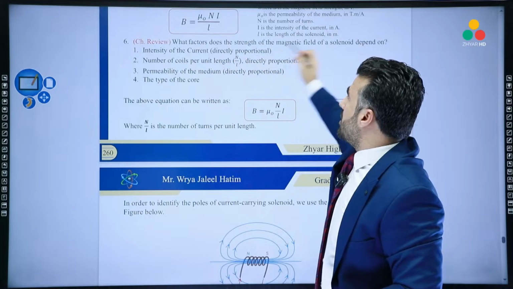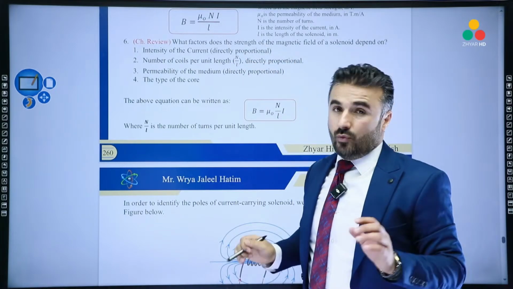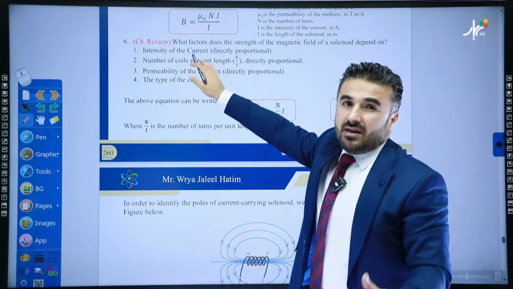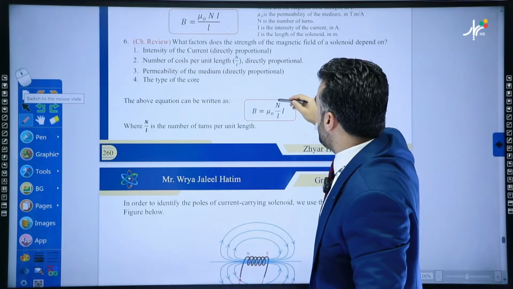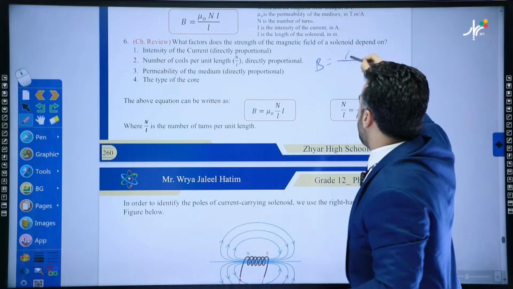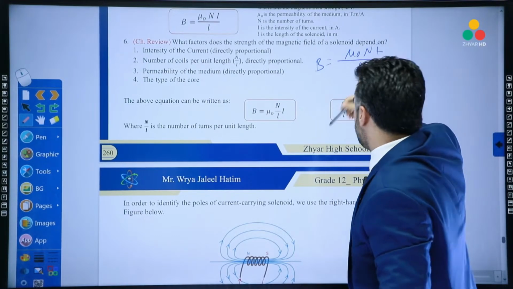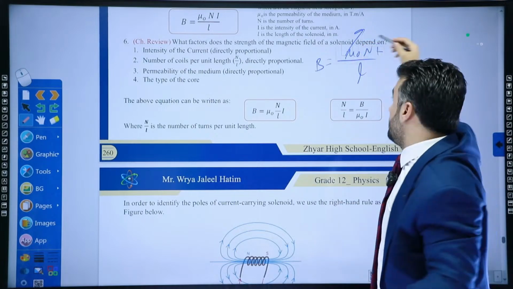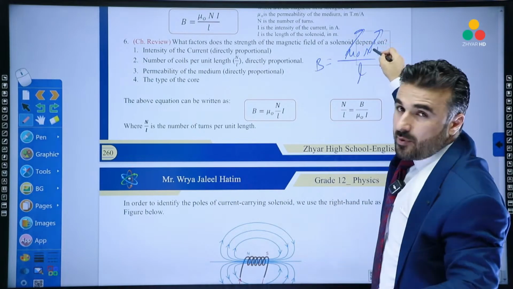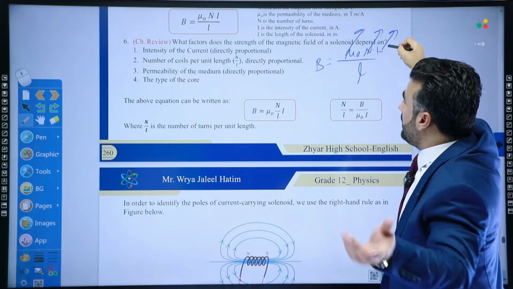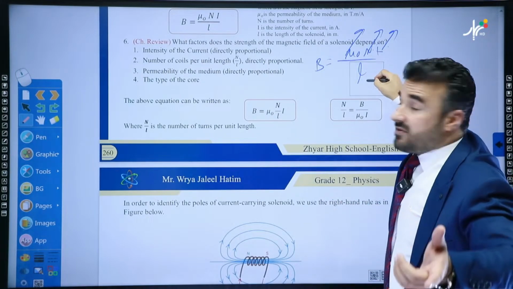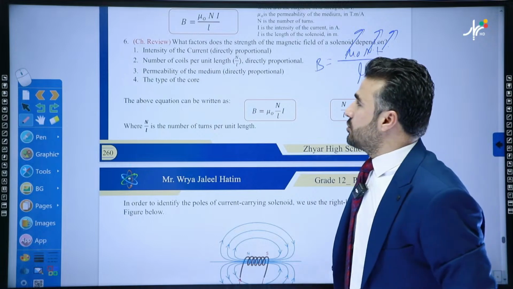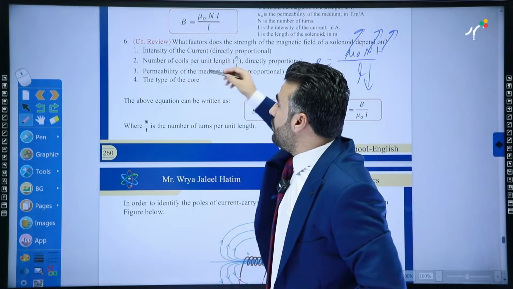Now, what factors does the strength of the magnetic field of a solenoid depend on? Whenever it says what factors, always remember the equation, yeah? So just write the equation and you can tell us the factors. The equation is B equals mu naught N I over the length, yeah? So it depends on the magnetic permeability, which is directly proportional. It depends on the number of turns, that is directly proportional. It depends on the current, that is directly proportional. It depends on the length of the solenoid, but that is inversely proportional to the magnetic field strength here. Okay, and of course you can see all that.